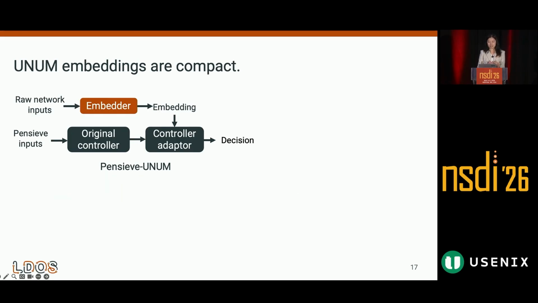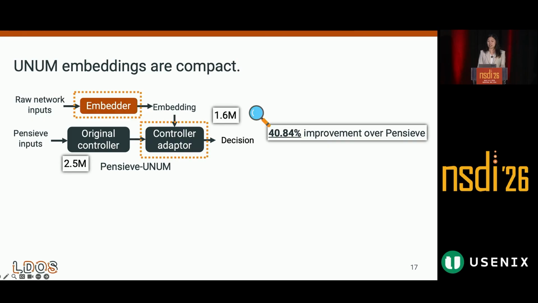We also want to see where Unum's gains come from. What we find is that these mainly come from the compact representation provided by Unum's embedding. For Pensive Unum, the Unum embedder takes in raw network signals and then outputs a compact embedding, which is then fed into a small MLP adapter. The original Pensive model has 2.5 million parameters, and together the embedder and the controller adapter have a total of 1.6 million parameters. And there they achieve 40% improvement over the original Pensive.